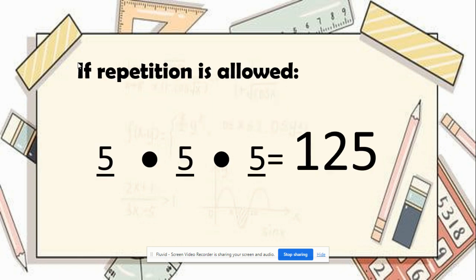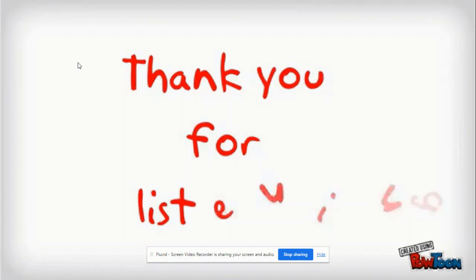Okay, but if the repetition of numbers is allowed, we are going to have, for example, 5 times 5 times 5, which is equal to 125.